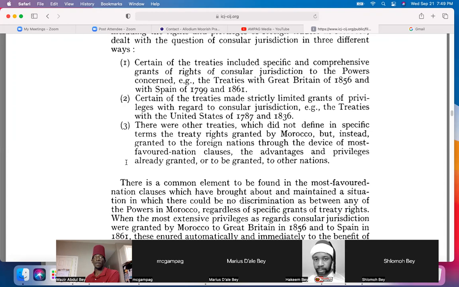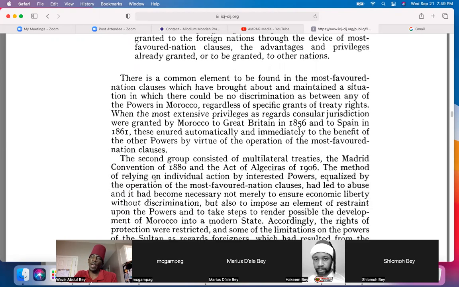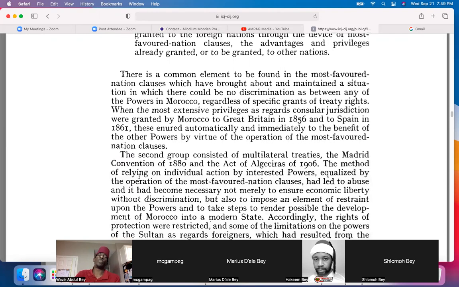I don't know what these people are reading, man, but the old paradigm is deeply rooted. Three, there were other treaties which did not define in specific terms the treaty rights granted by Morocco, but instead granted to the foreign nations through the device of most favored nation clauses the advantage and privilege already granted or to be granted to other nations. There is a common element to be found in the most favored nation clauses, which have brought about and maintained a situation in which there could be no discrimination as between any of the powers in Morocco.